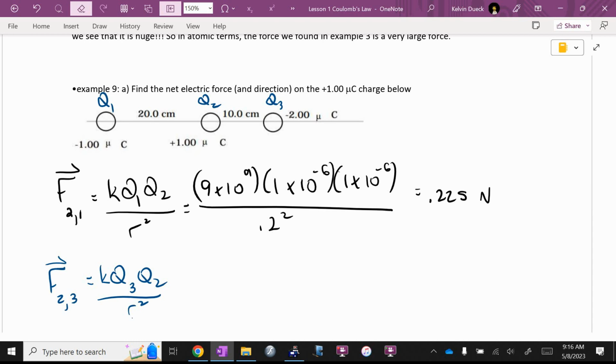Well, are they like or unlike charges? So right now, ignore charge 3. Pretend it's not even part of the picture. They're unlike, so unlike charges will attract. So what direction is charge 2 feeling a force? To the left or to the right?